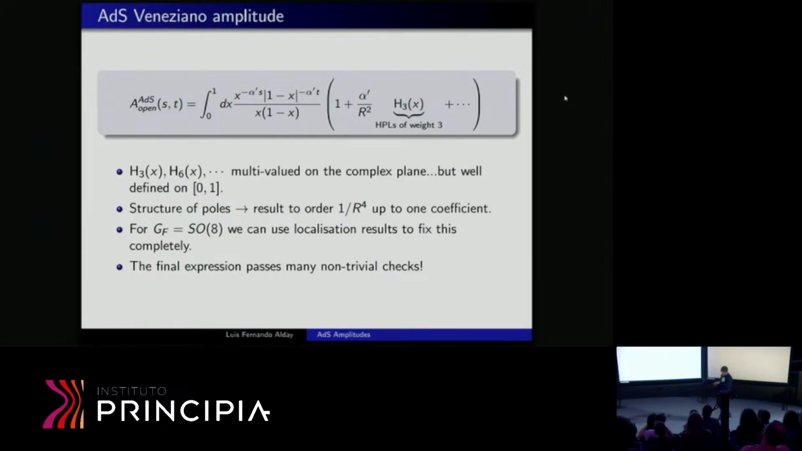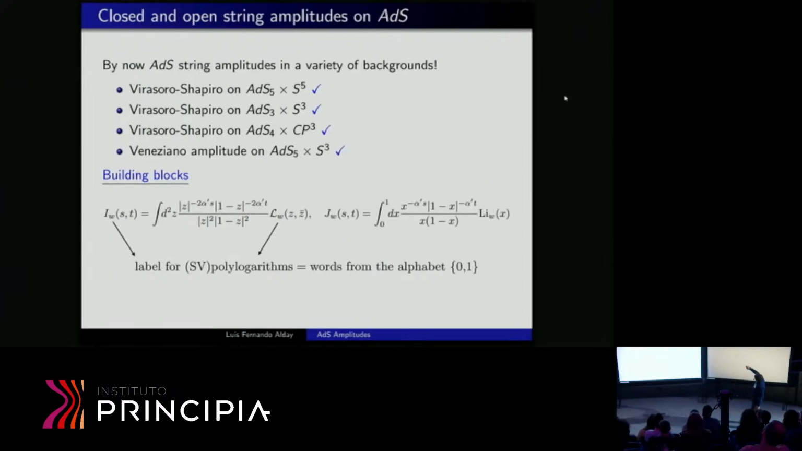So now I go to the conclusions in 1 minute, if that's okay. By now, this has been done in a variety of backgrounds. Notice that the building blocks in the closed string amplitude are this integral over the complex plane with the insertion of these single-valued polylogarithms, while in the open string case it is the Veneziano amplitude with these multi-valued polylogarithms.